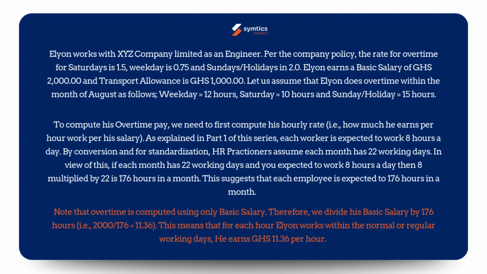Note that overtime is computed using only basic salary. Therefore, we divide his basic salary by 176 hours, i.e., 2,000 divided by 176 equals 11.36. This means that for each hour Elion works within the normal or regular working days, he earns 11 Ghanaian cedis and 36 pesewas per hour.